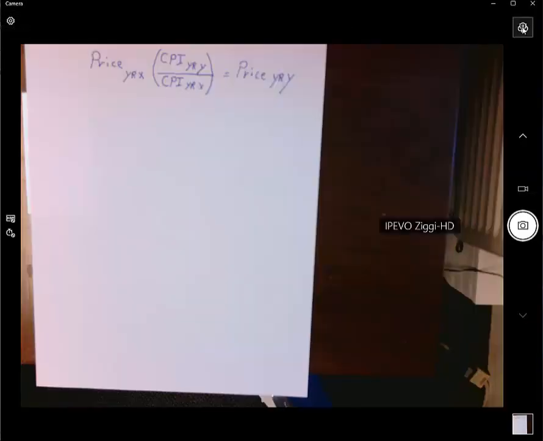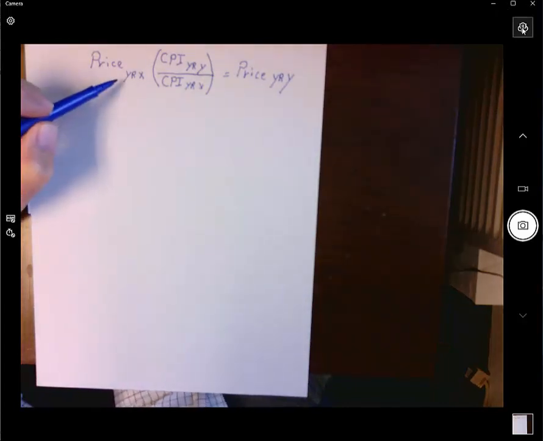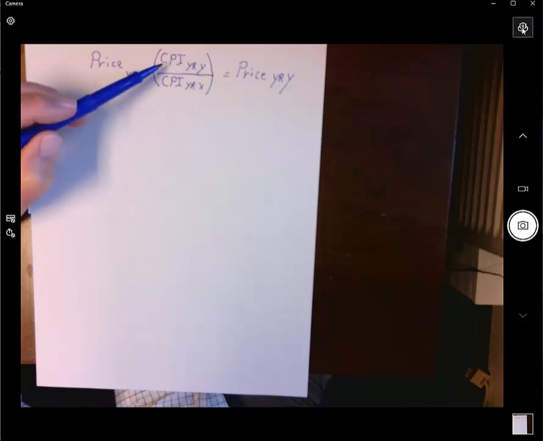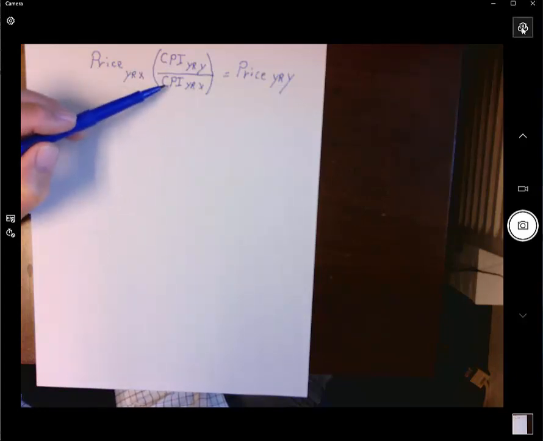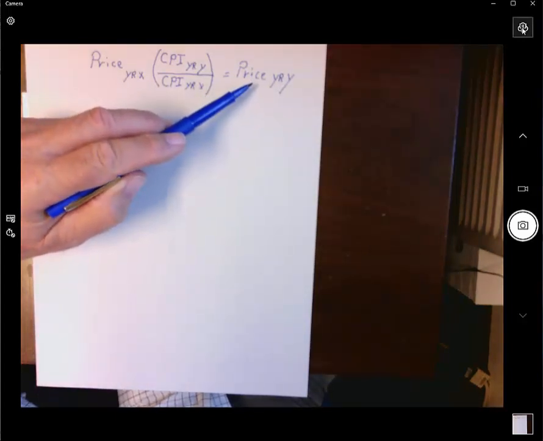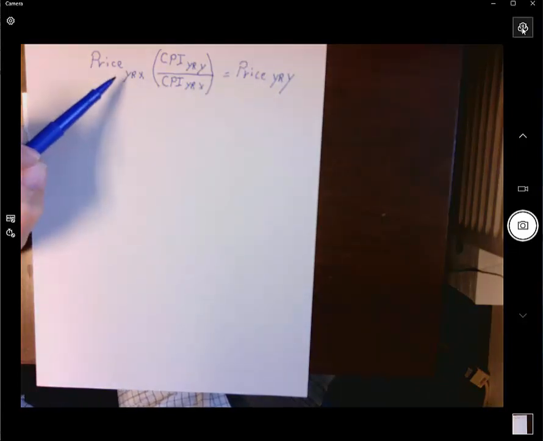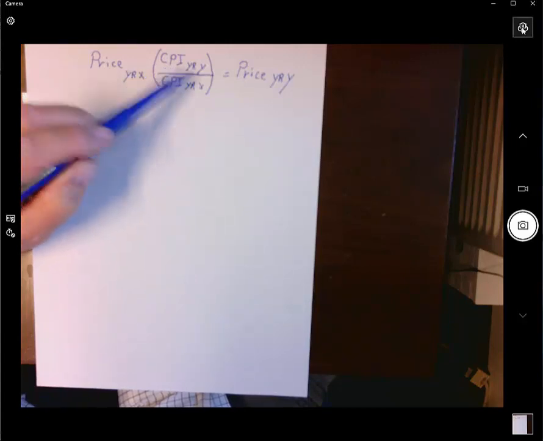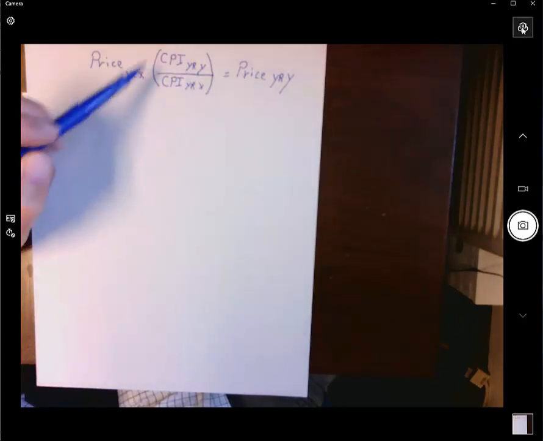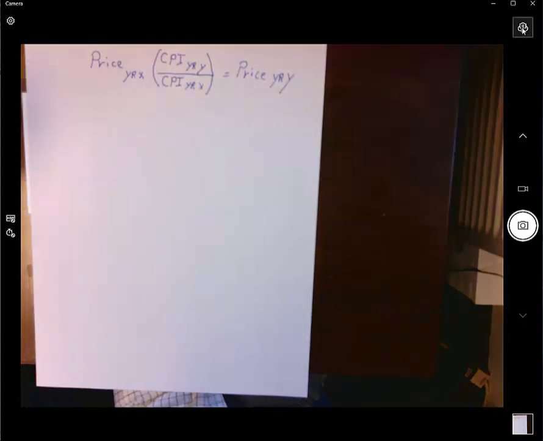camera. There it is. So this is the basic formula that you use to move a price. You take a price in any year, let's just call it year X, you multiply by the consumer price index in the year that you're trying to move it to, and you divide by the consumer price index in the year that you have, and that gives you the inflation adjusted price as if it's in year Y, the second year. So you start with a price in year X, you always multiply by the CPI in the year you're trying to get to, let's call that year Y, and you always divide by the CPI in the year that you're in, in this case year X, and that gives you your adjusted price.